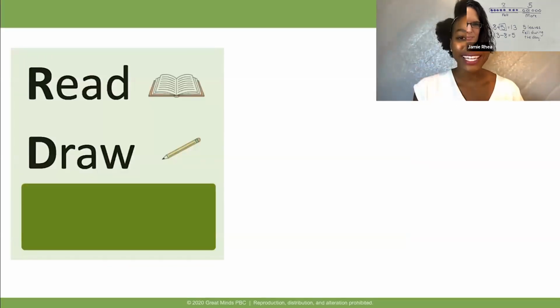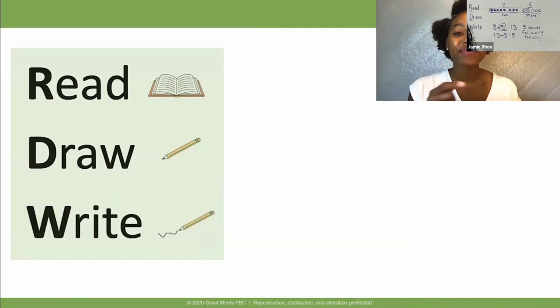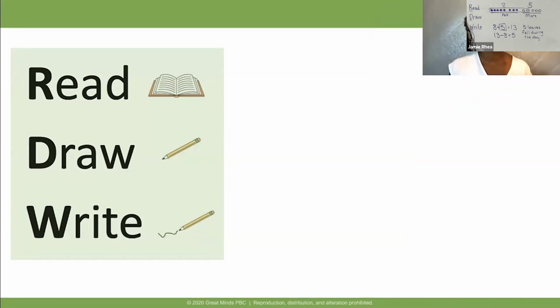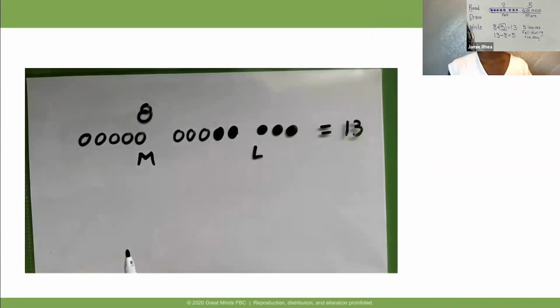We did the read and the draw part of our read, draw, write strategy. What is there left to do? That's right. All we have left to do is write. Once we solve the problem, we must write our number sentence and our statement. Mathematicians, which number sentence best matches what happened in the story? Go ahead and write your number sentence now if you haven't yet. Pause the video if you need to.